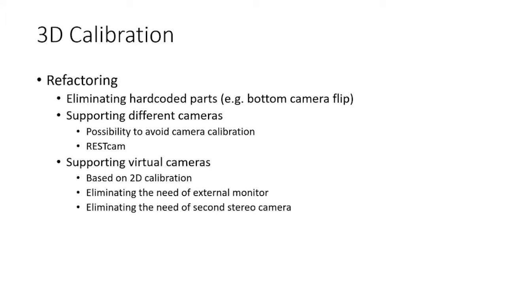So again, I start some refactoring. I first try to eliminate the hard-coded parts. This is basically regarding the fact that the bottle camera is flipped during the calibration because it's upside down. It's rotated 180 degrees. And this is one of the things that are hard-coded all over the current 3D calibration code.